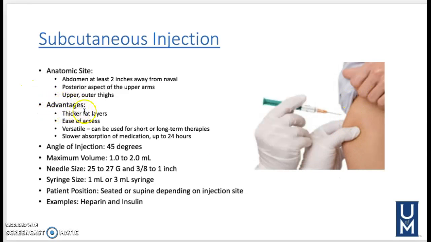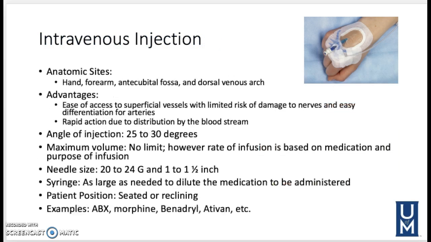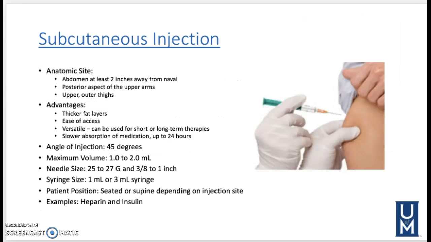So the advantages: thicker fat layers, ease of access, versatile, can be used for short or long-term therapies, slower absorption of medication up to 24 hours. So a little bit slower than our IV therapy, but still a little bit different than how we give oral medications. The angle of injection here is at 45 degrees. So remember for our intradermal, that was 10 to 15 degrees, right? For our IV, 25 to 30. Here we're going at a 45 degree angle.